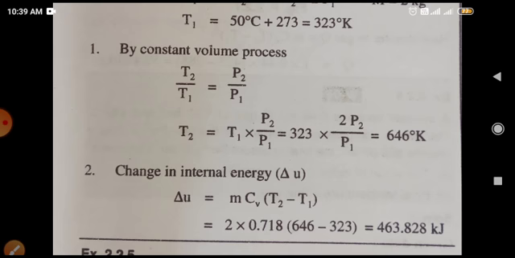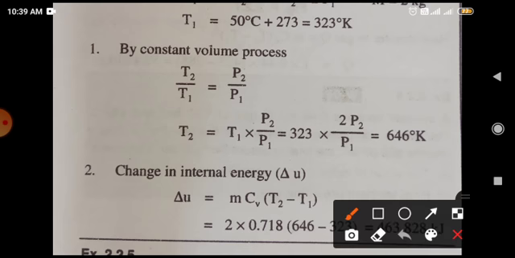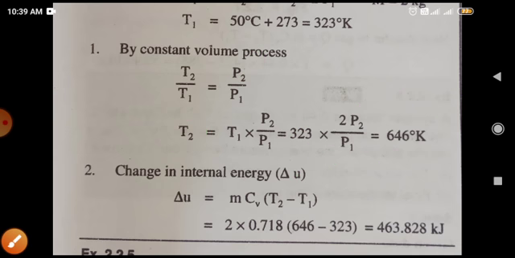Now putting in all these values, T1 is 323 K, multiplied by P2. The value of P2 is twice P1. This P1 gets cancelled, and 2 into 323 is 646 K. Therefore T2 here goes to 646 K.